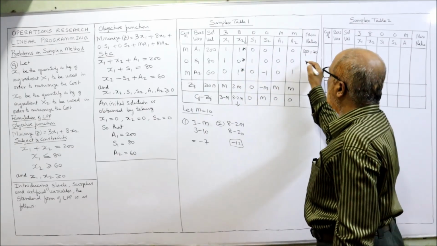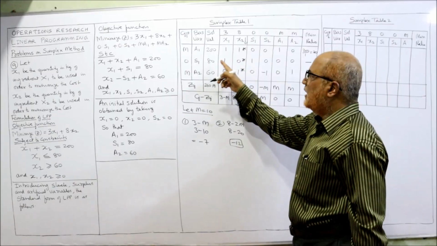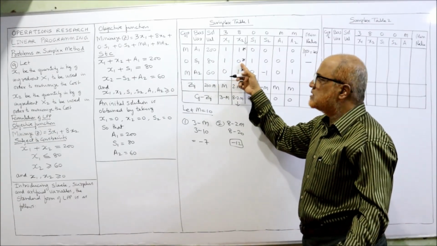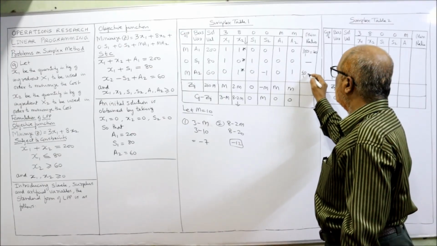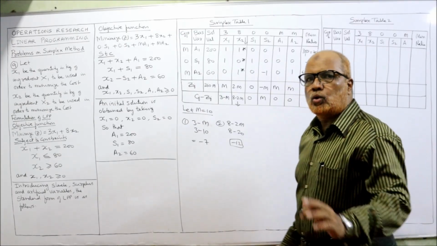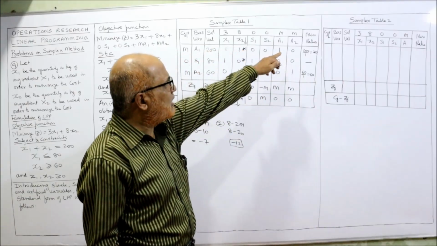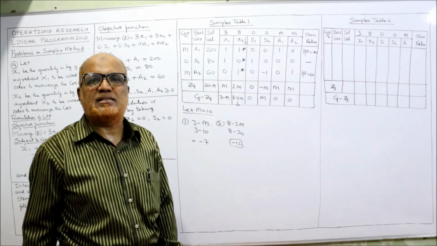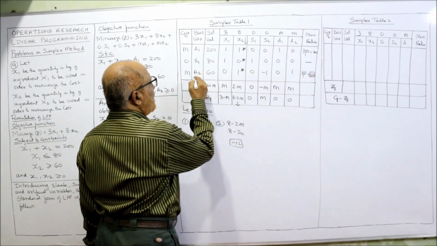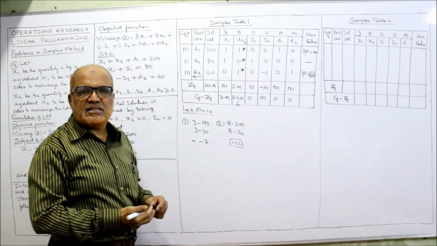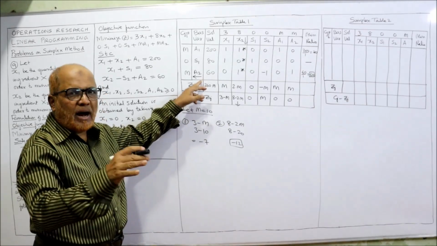Here 0 is the denominator, so it should not be calculated. 80 divided by 0 is undefined. So 60 divided by 1 is 60. Now we have two minimum ratios, 200 and 60. Whichever is less: 60 is less. For which variable is 60? A2. So in the next table, A2 will depart.